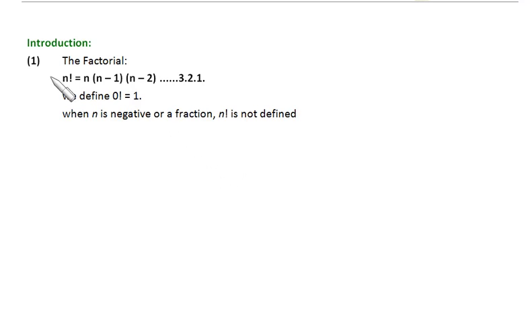See, n factorial, as I have written over here, is the product of n numbers from 1, right? So n factorial is what? 1 into 2 into 3 till n. That is the product of all these numbers, from 1 to n. Suppose I have 5 factorial. So 5 factorial will be 1 into 2 into 3 into 4 into 5.